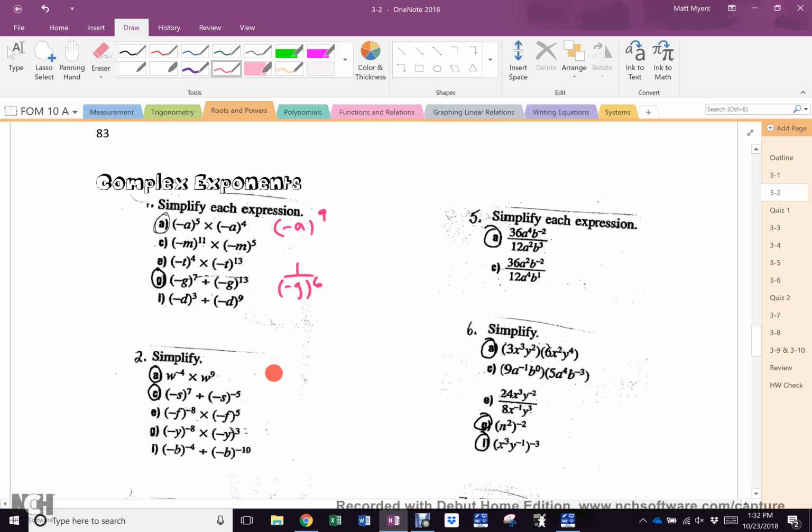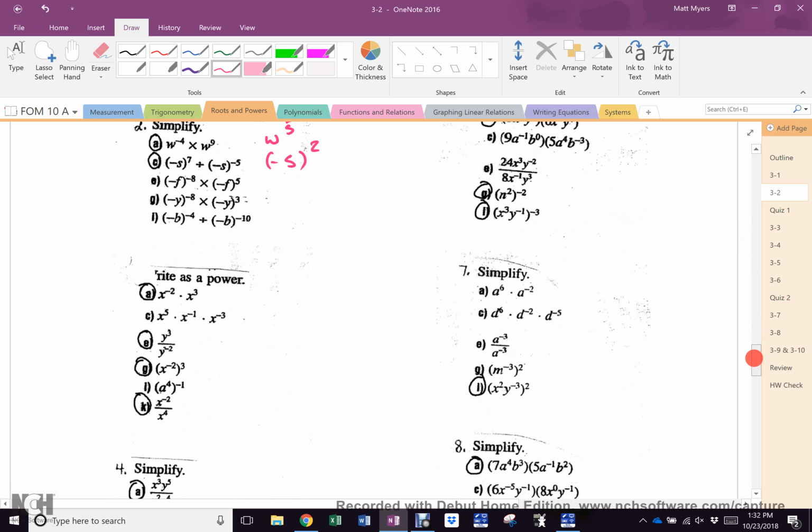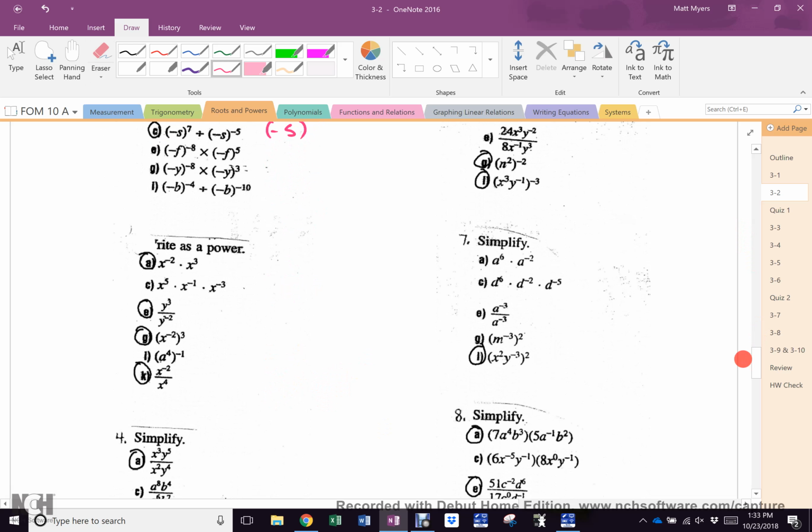Number 2, who are we at? Leasley. W to the 5. And C, Simran. Negative s squared, which is, of course, technically the same as s squared. Well done. 4 more fairly easy ones, then we get a little tricky.